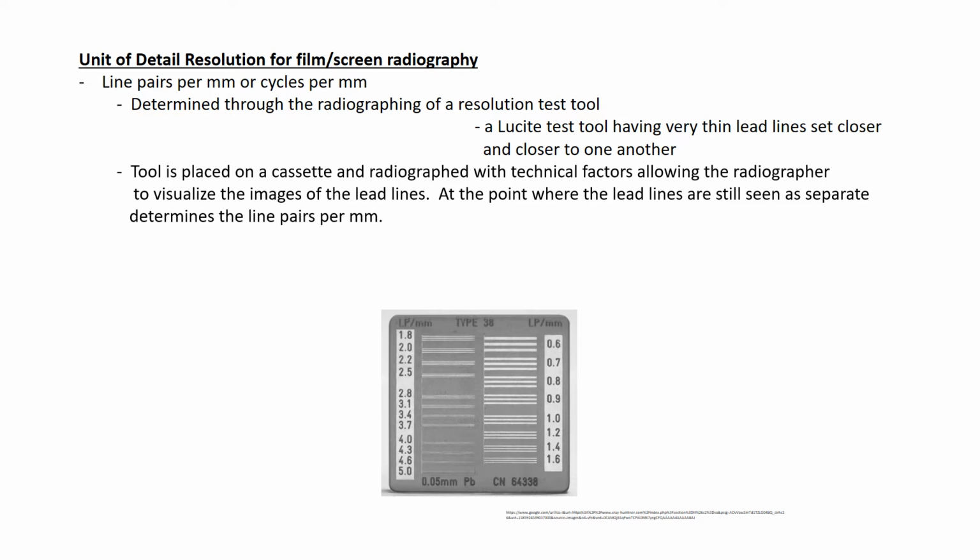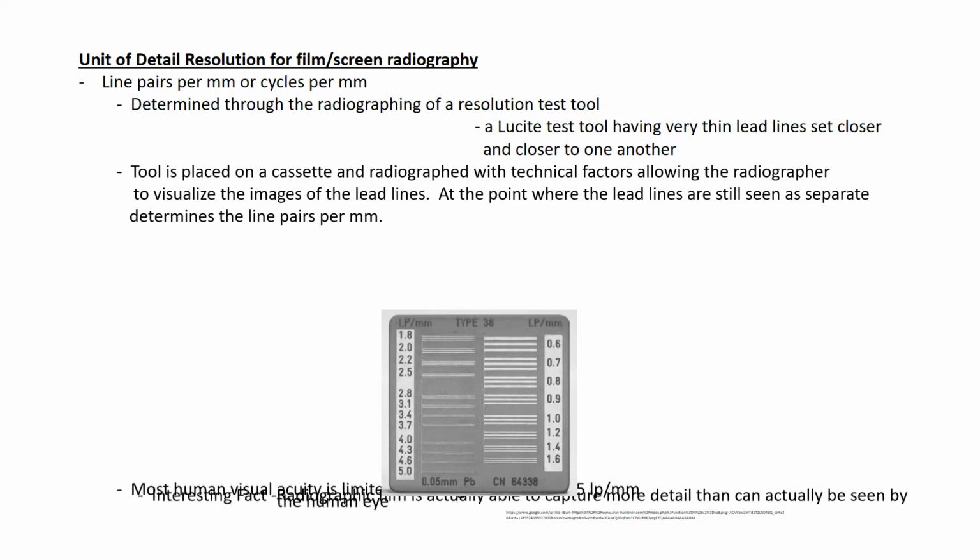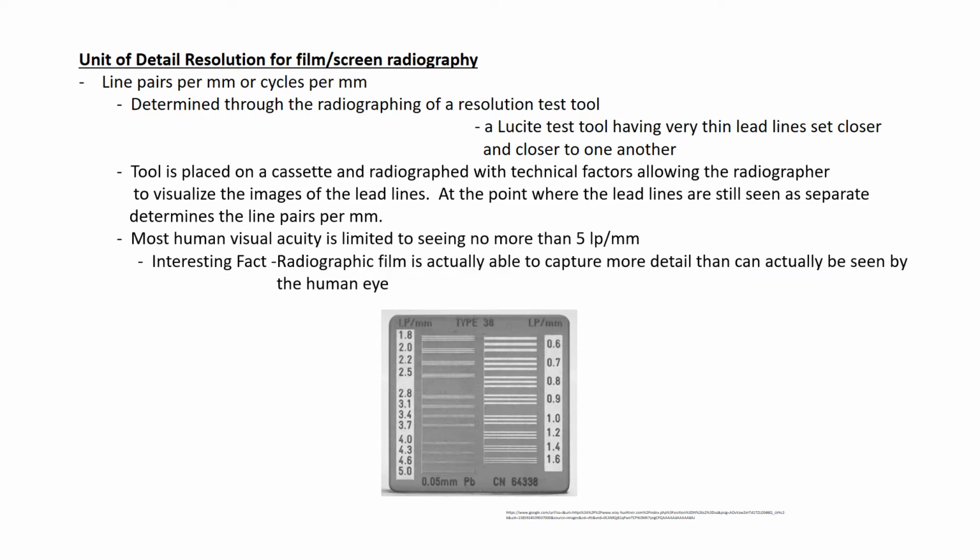You're going to get to a point when you're looking at this radiograph of this tool that the lines look like they're all blurred together. The point where you can still see the lines as separate would be the line pairs per millimeter, indicating the detail that you're able to see. Now, most humans can see no more than what we refer to as 5 line pairs per millimeter. But it's an interesting fact, radiographic films are actually able to capture even more detail than that, but we can't see it.